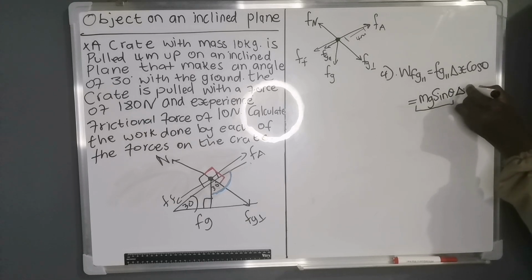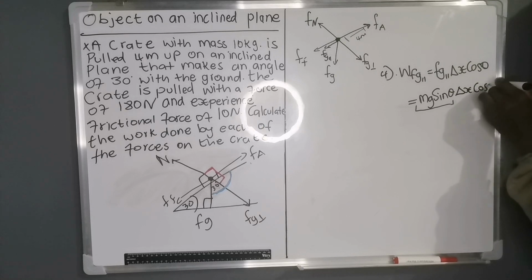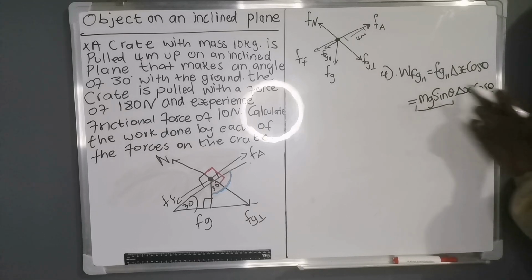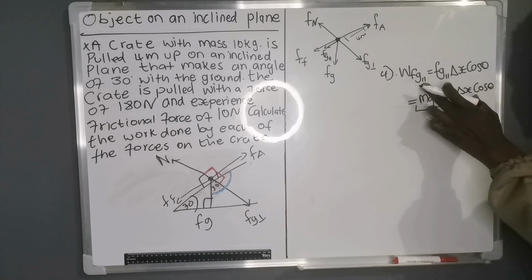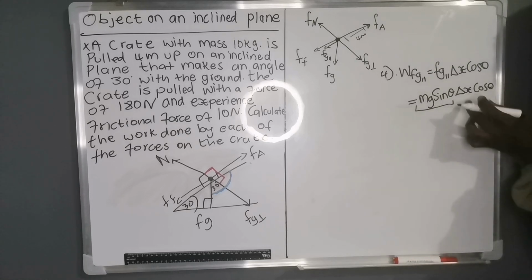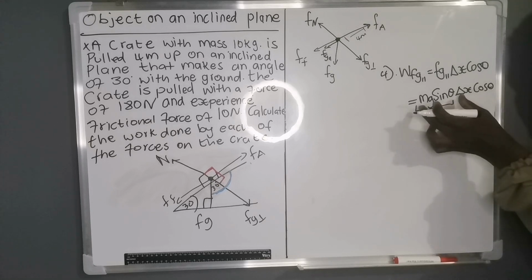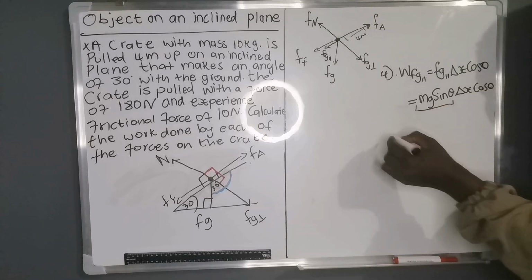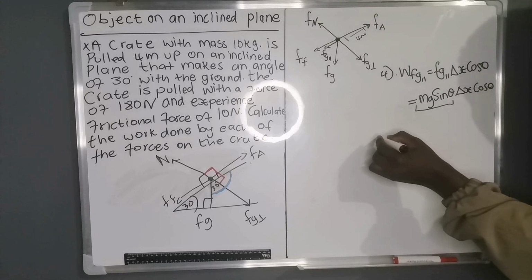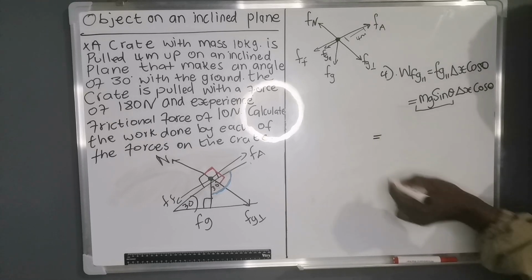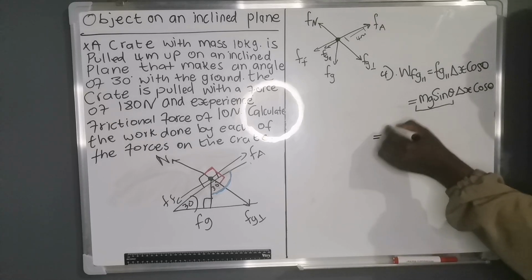Then Δx cos θ, these last two are included only if you want work done on FG parallel. So it's very important to put these last two to include our work done. If you don't include them, you get it wrong.